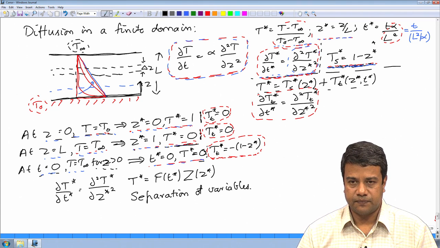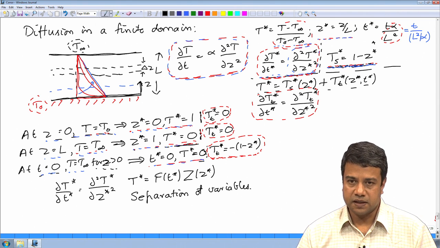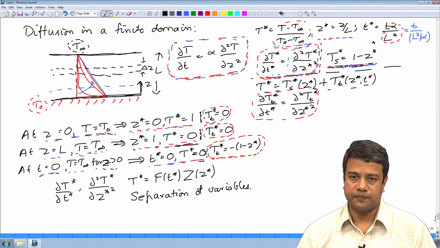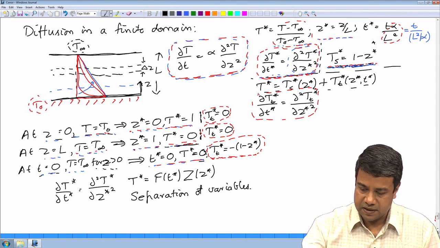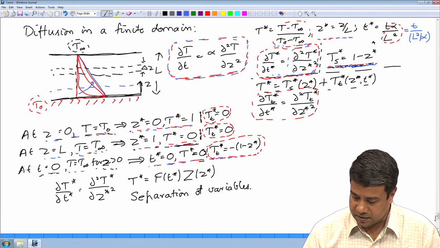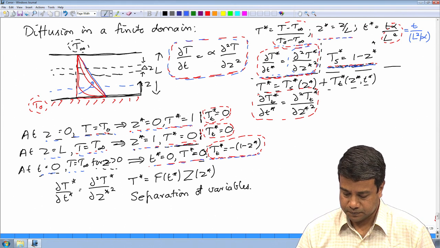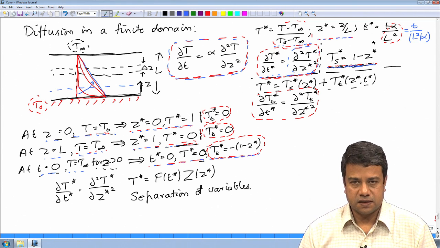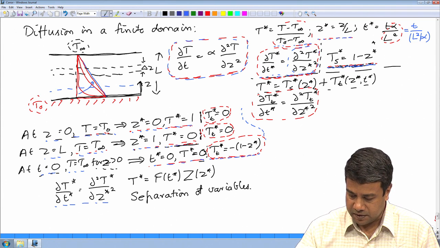At initial time, the total temperature is 0, T star is equal to 0. The steady temperature is independent of time, so it is still equal to 1 minus Z star, and that gave us an initial condition for the transient temperature as minus of (1 minus Z star). So, that is the equation that we have to solve and the boundary conditions that have to be used.